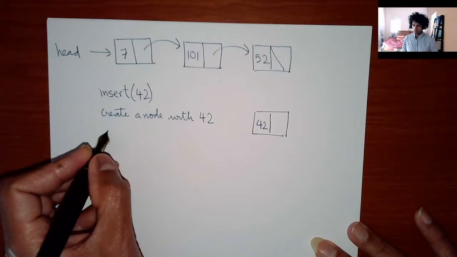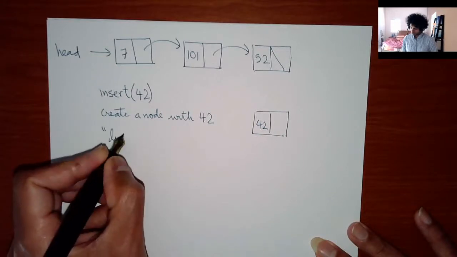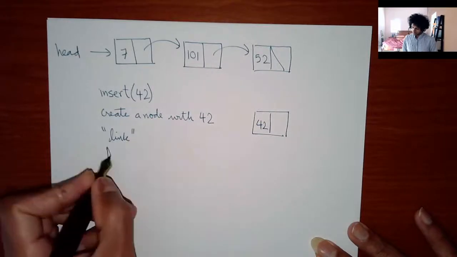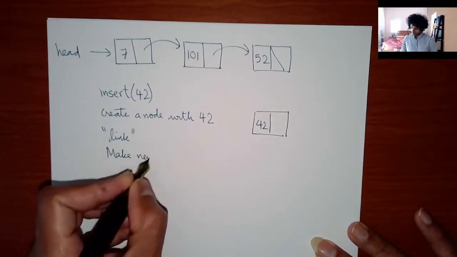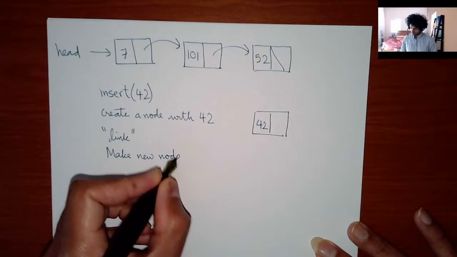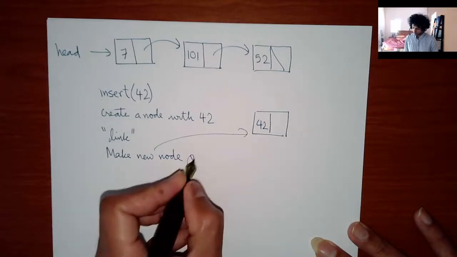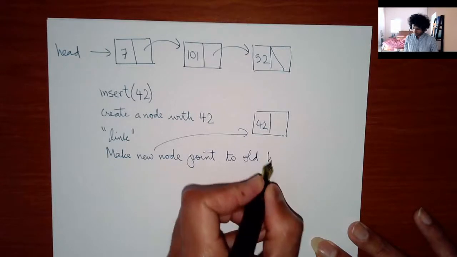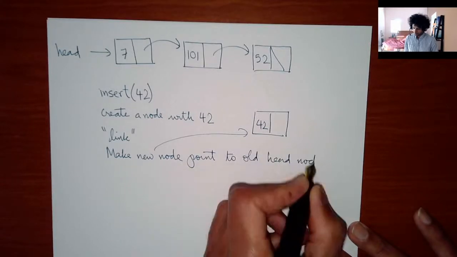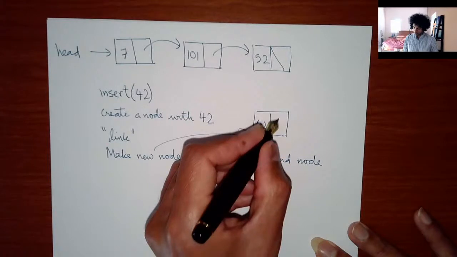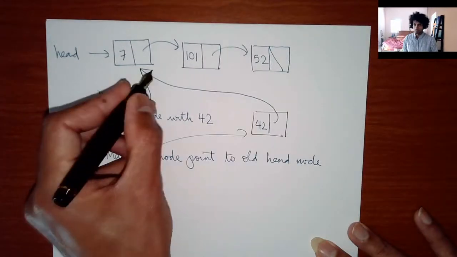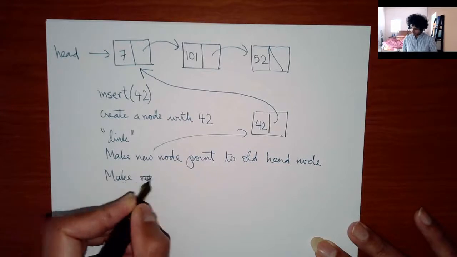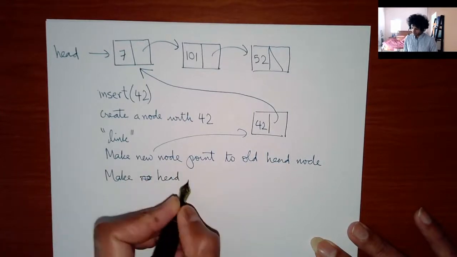Then we link. So we'll make the new node, and what is that new node? That was this node. Point to the old head node. So we'll make this point to that, and then make head the new node.